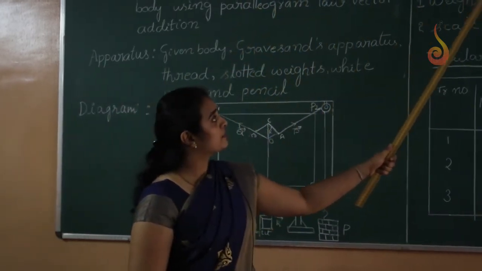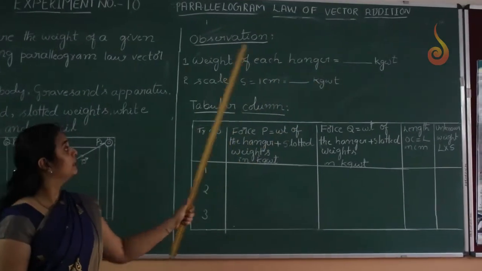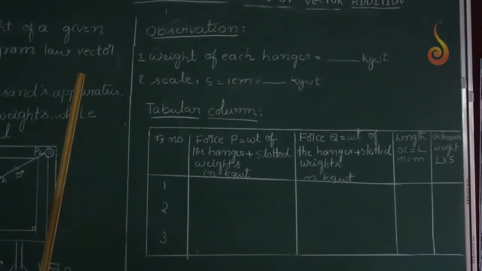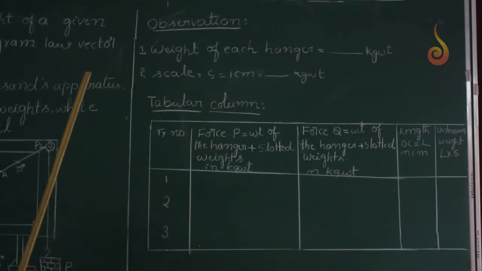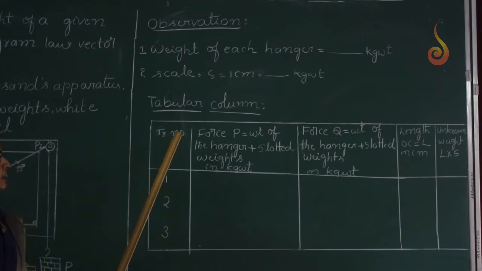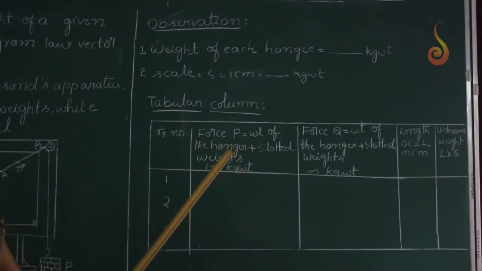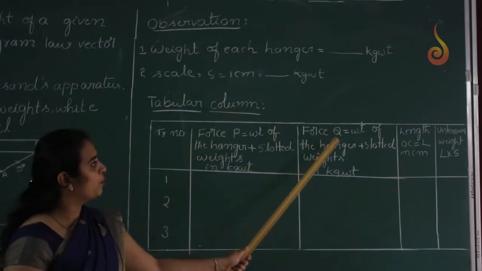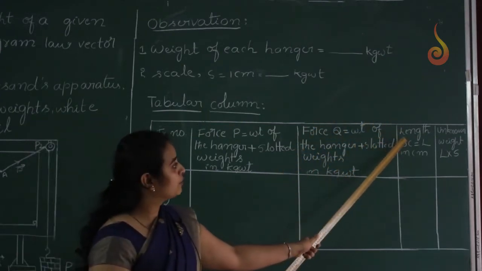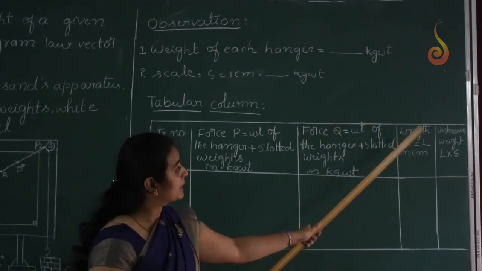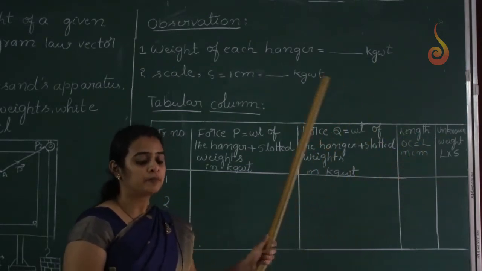Then move on to the observation part. It consists of first one, weight of each hanger, that is in terms of kg weight, and second one is scale, that I will explain in the later part. And tabular column, it consists of force P, that means weight of the hanger plus slotted weights. Then force Q, weight of the hanger plus slotted weights. Then we need to find the length OC, and after that unknown weight, that means L into S.